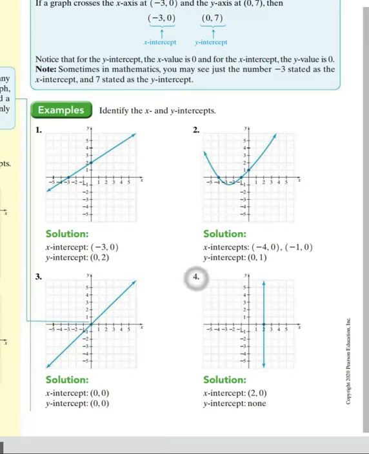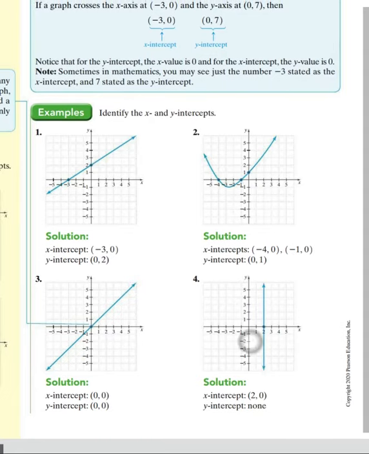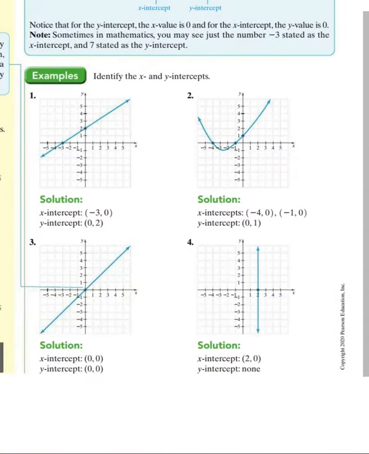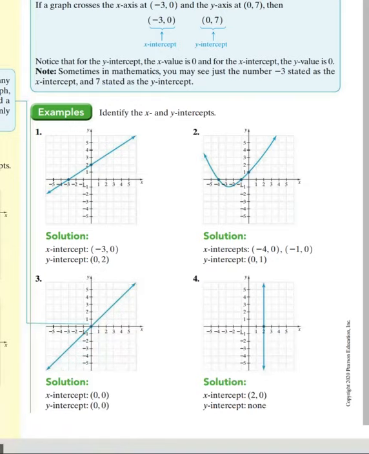If we look at number 4, this is a vertical line. Notice it doesn't actually intersect anywhere on the y-axis, right? It runs what we call parallel to it. So it's not actually going to ever intersect the y-axis. So here we only have an x-intercept at 2, 0. Since there is no intersection at the y-axis, we would call this y-intercept none. There isn't a y-intercept whatsoever.